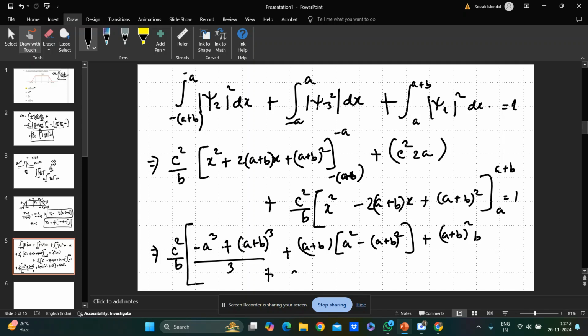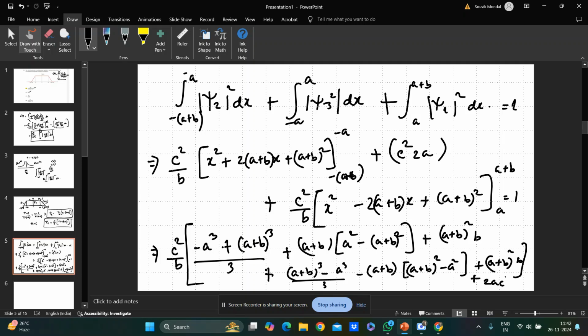So x cubed by 3, so again it is a plus b whole cube minus a cube divided by 3. Okay, minus a plus b into x squared, so it is a plus b whole square minus a square, and it is plus a plus b whole square into a plus b minus a, that is b. This is the total thing, and there is plus, let me write it here, plus 2ac square. Okay, so in this bracket this is the total thing.